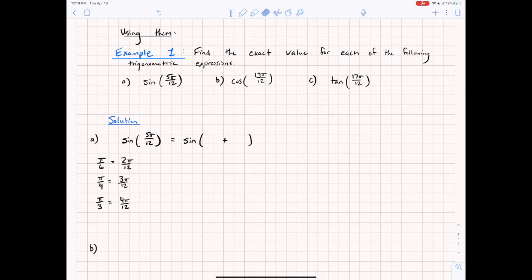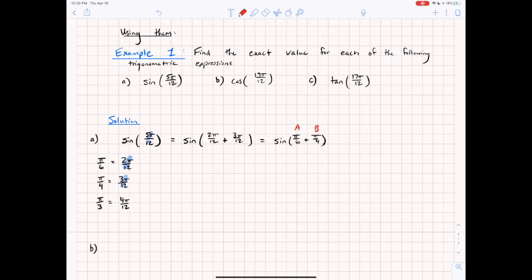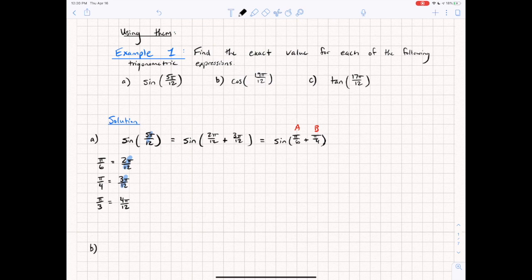One thing that you may have noticed as I've written these out is that 5 pi over 12 here is the combination of 2 pi over 12 plus 3 pi over 12. This means that I'm essentially finding sine of 2 pi over 12, which is pi over 6, plus 3 pi over 12, which is pi over 4. And so now I have my A and I have my B in terms of angles that are on the circle. So now is the point where I'm going to use the formula and use the identity.